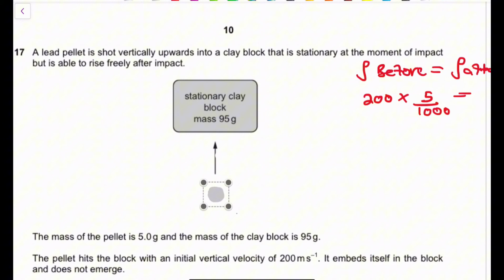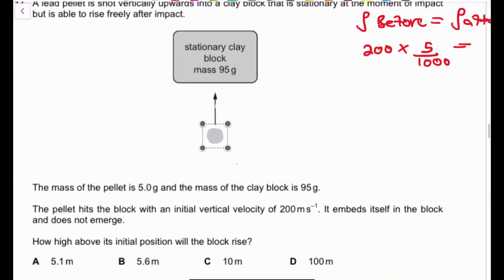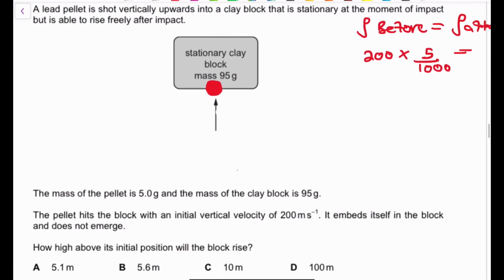Okay, so let's look at our pellet, which is over here. Basically, this pellet is going to move, right? So the pellet, let's say it's over here. It's going to move upwards, and it's going to embed itself over here, inside this particular thing.